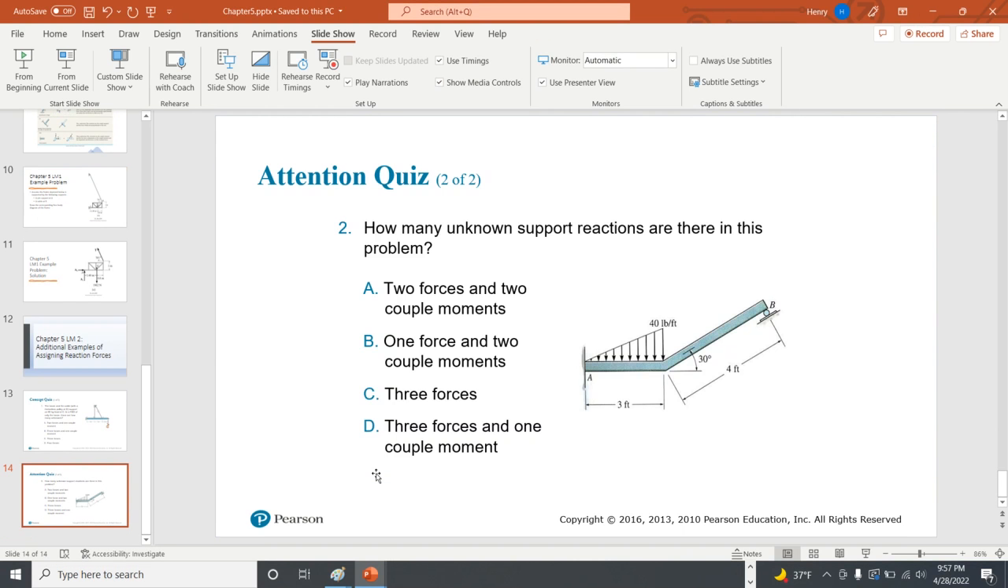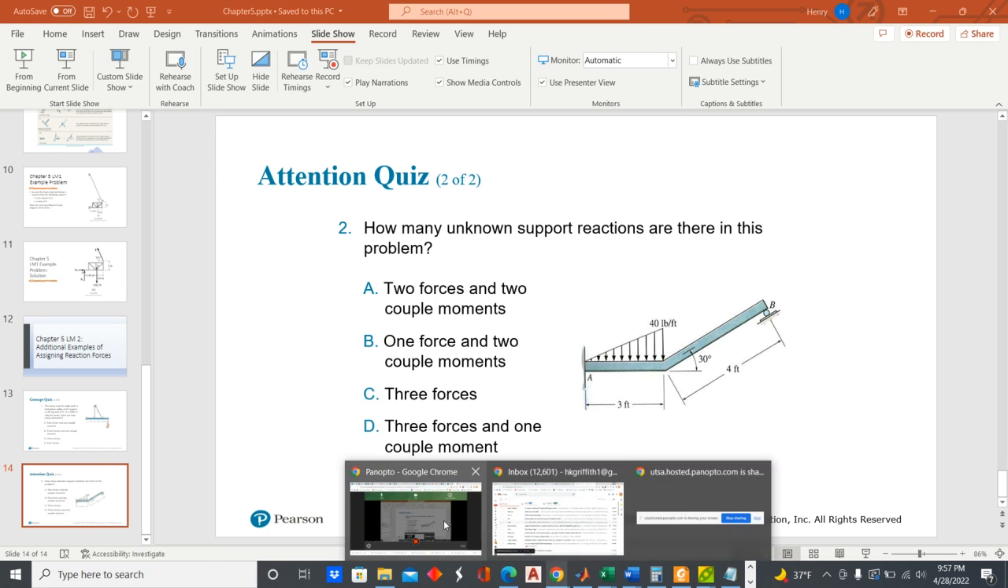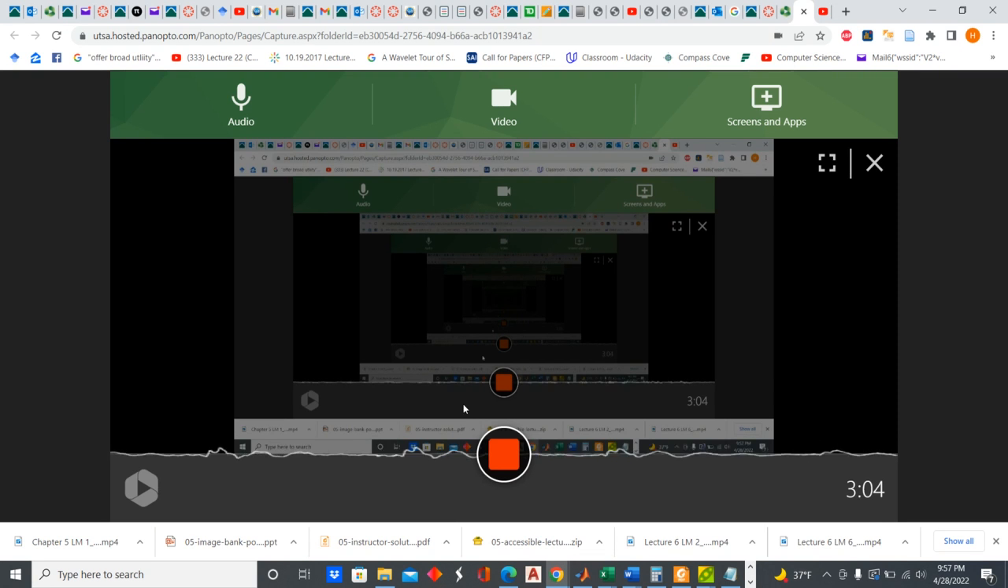So hopefully that was a nice additional example to emphasize probably the most challenging part of this chapter beyond just the rigorousness of the math, which is how you actually assign your unknown reaction force for each particular support structure type.